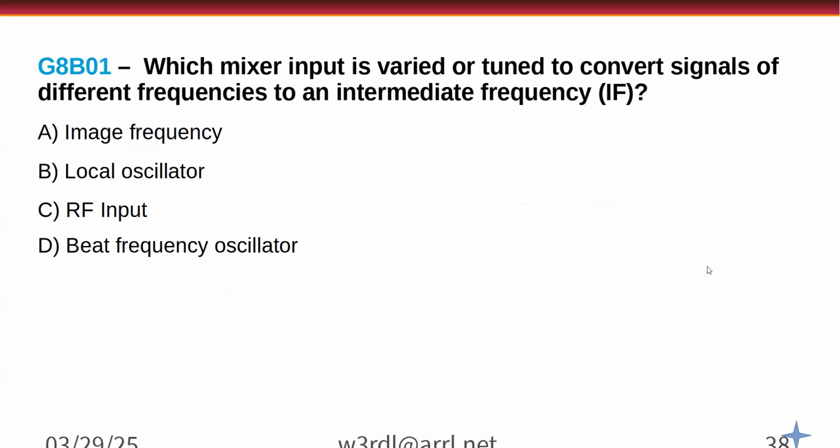Which mixture input is varied or tuned to convert signals of different frequencies to an intermediate frequency? Usually, I think nowadays they tend to call it a VFO as opposed to local oscillator. Because back in the day, the local oscillator was fixed because it was a crystal you plugged in.